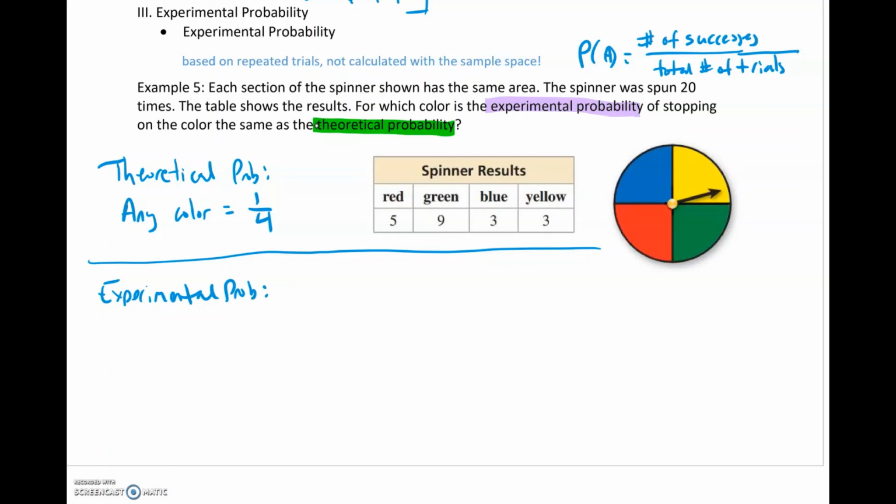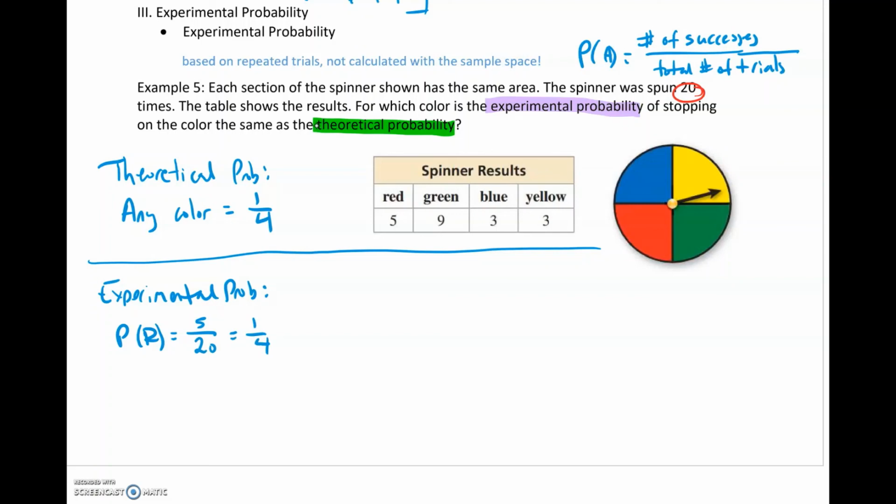So we want to find the experimental probability of landing on red. Well, that's how many times we landed on red, which is 5, over the number of trials. So we did a total of 20 trials. So I'm going to put 20 in the denominator. And then we can simplify that to 1/4. So we know for sure red definitely matched.